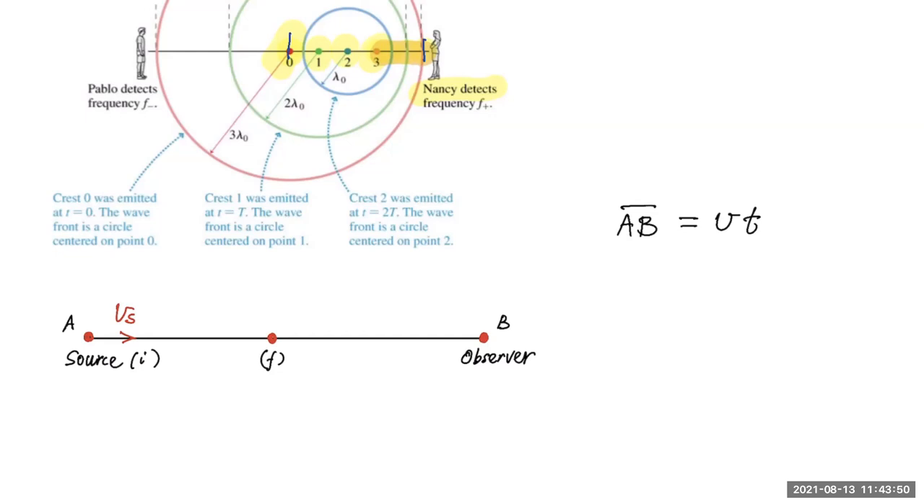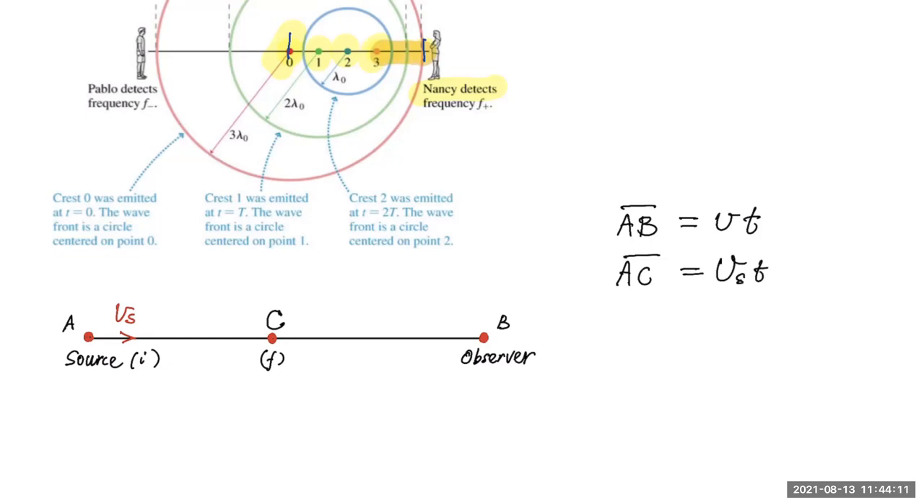Now, in reality, the source actually moves. So by the time the last wave is emitted, the source has reached point C. So what is AC equal to? AC equals V source times T, right?